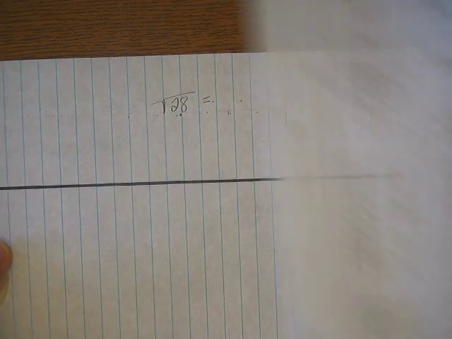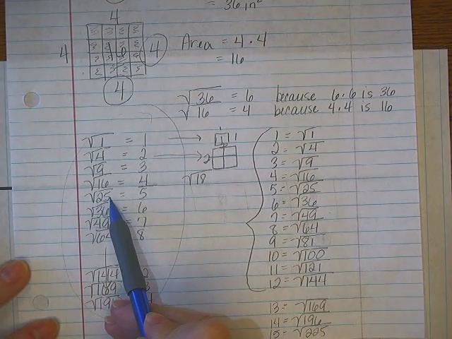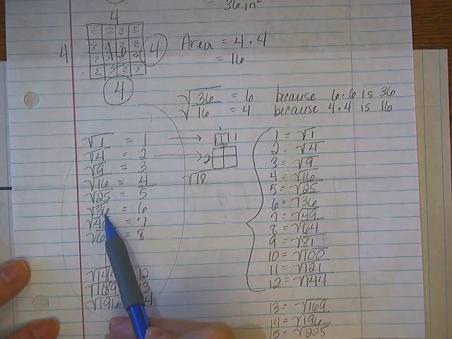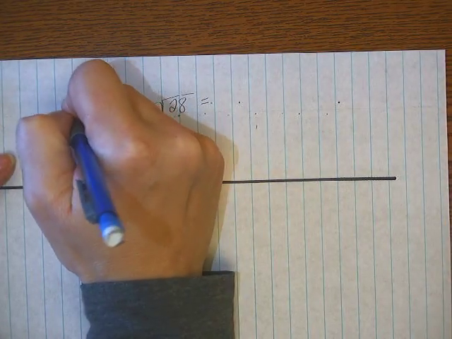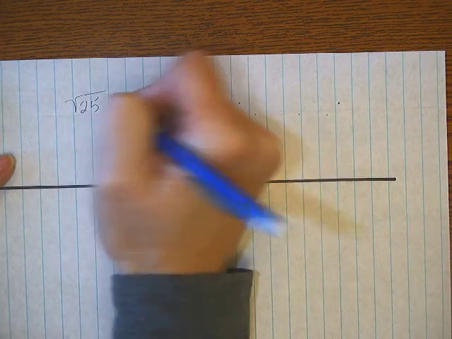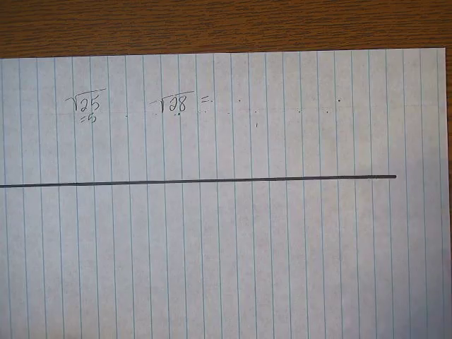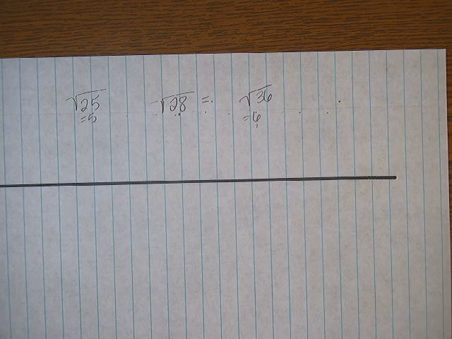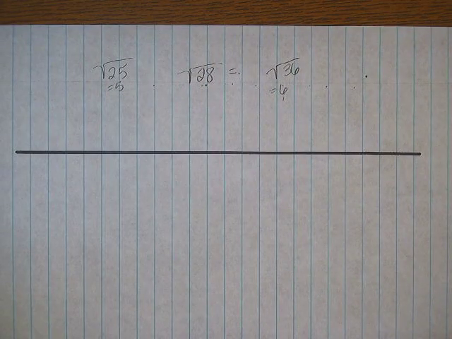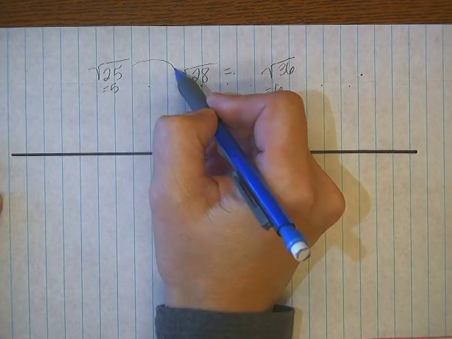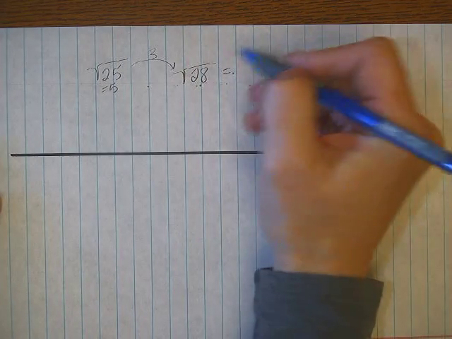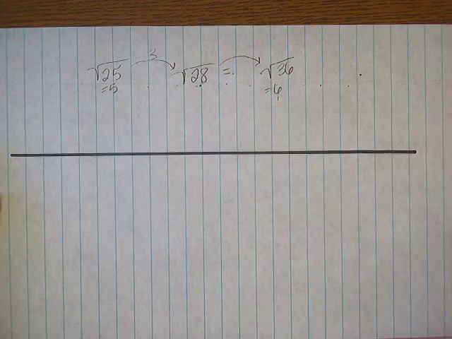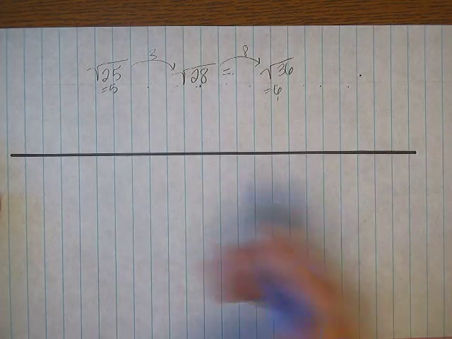Well, if I look back to my memorized perfect squares, I know that square root of 25 is going to be not quite big enough, and that's 5. Square root of 36 is going to be a little bit too big, quite a bit too big, and that's 6. But I know that square root of 28 will be somewhere between square root of 25 and square root of 36. So let's see where it will be. Square root of 25 is too small, and that's 5. The next number up would be 6, and that's square root of 36.